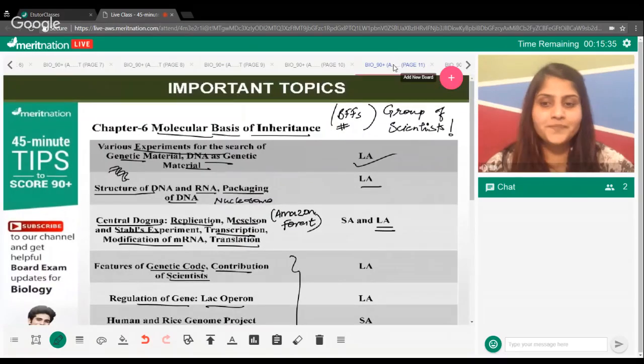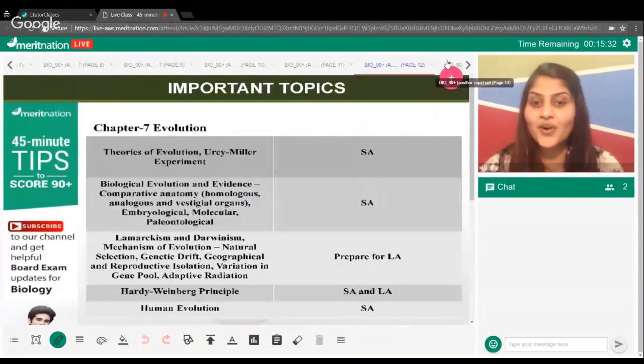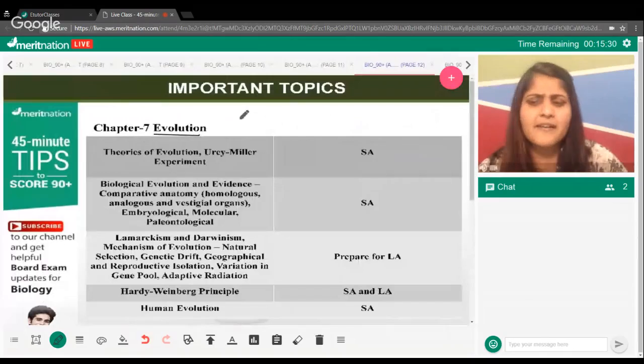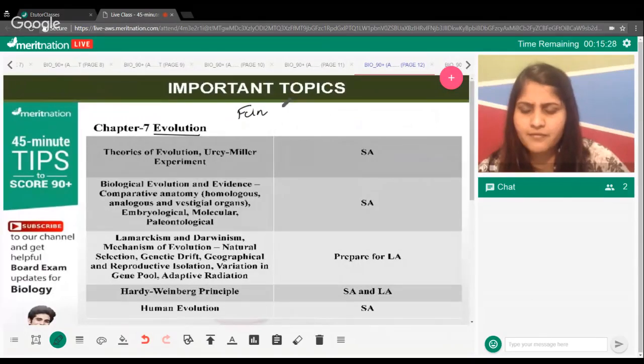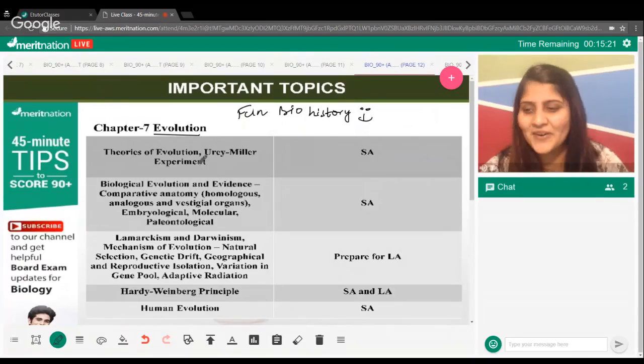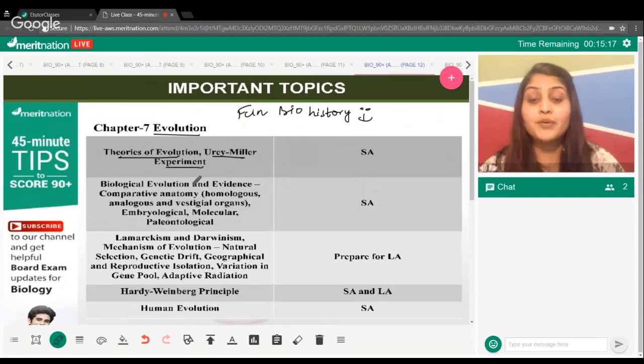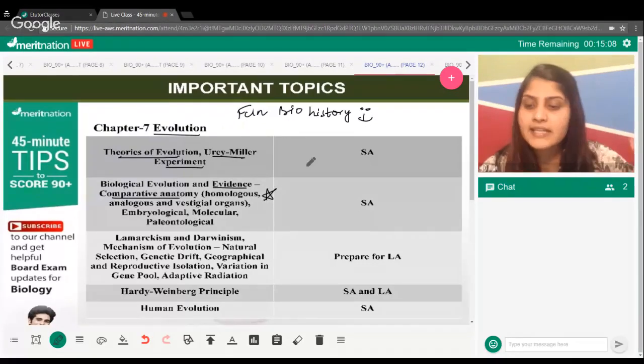Okay, moving on to your next, which is evolution. Now, this is a fun chapter. Okay, fun biological history. Understand? So you need to be cool here. Okay, now theories of evolution, your Urey and Miller's experiment. You need to know about something very important, which is evidences, the comparative anatomy. You won't trust me, but that's true. Your homologous and analogous organs, these are the darlings of your CBSE exam. Okay, so these are the darlings.